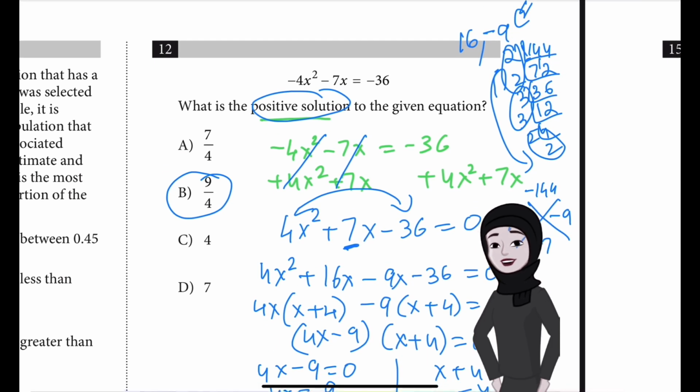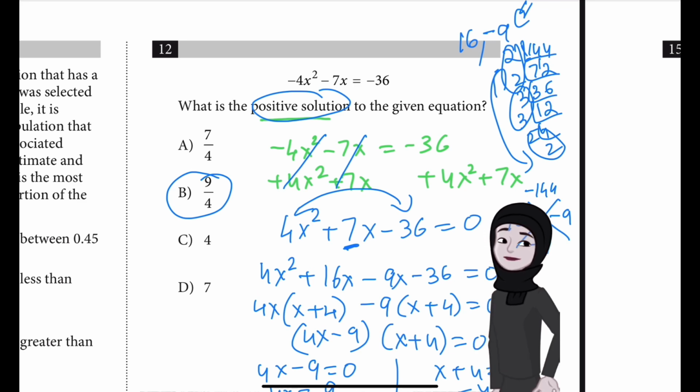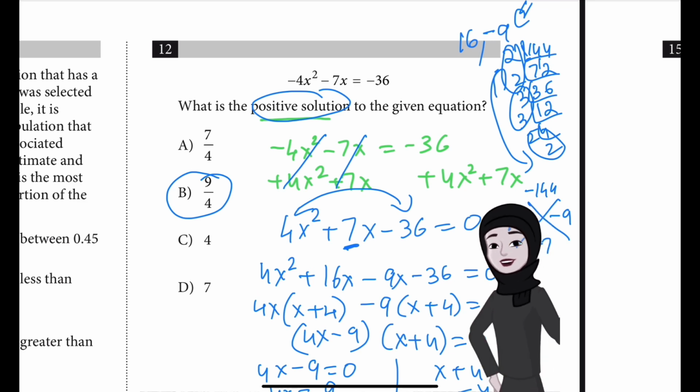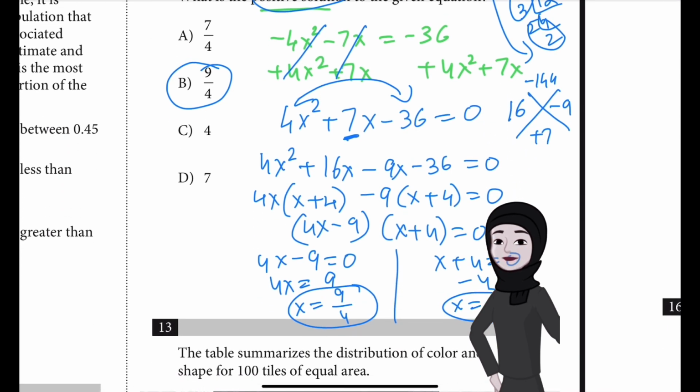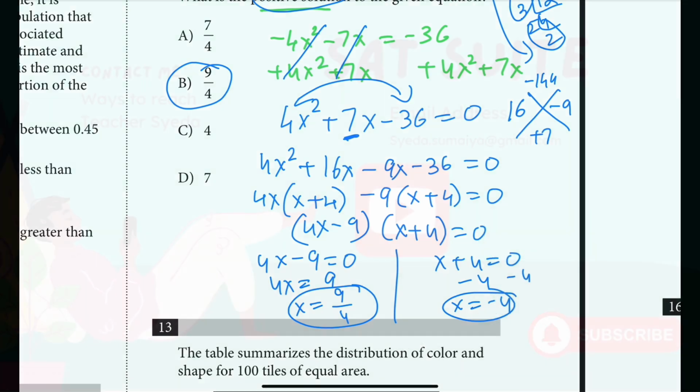So here this question is about solving the quadratic equation negative 4x square minus 7x minus 36. So the strategy which you have learned, in this case solving by factoring and bringing all the numbers to the positive side, and then factoring so that we get the sum to be plus 7 and product to be minus 144, that strategy you can use to solve for the quadratic.